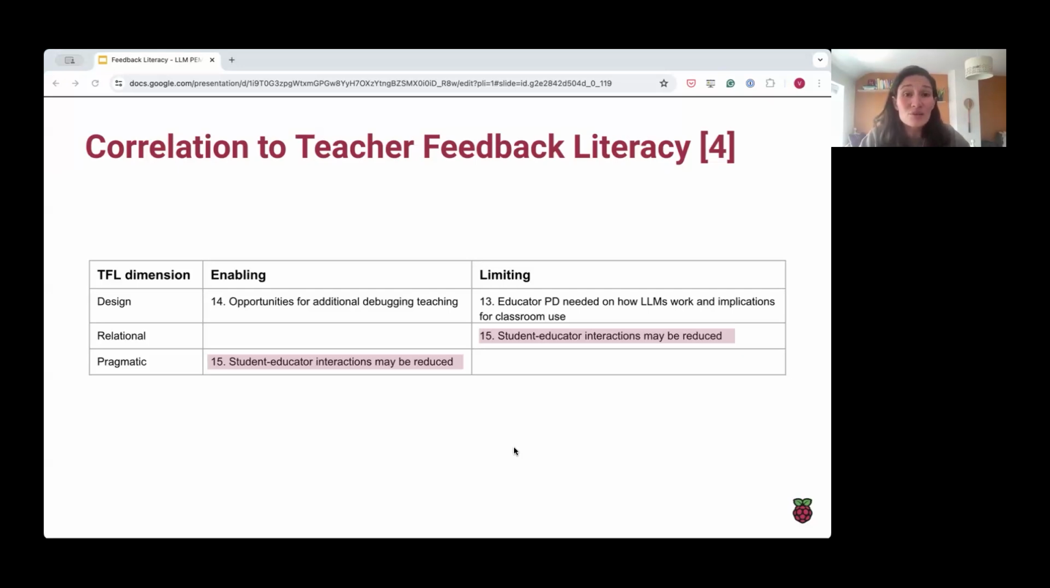So interacting less with students could limit their opportunities to provide formative assessment and connect with students, get to know them, as well as potentially negatively impact their own confidence and professional development. And finally, related to the design dimension, educators spoke about the need for professional development on how large language models work and how to use them in the classroom in order to be able to design ways for students to use these effectively. And this was highlighted by all educators as something that is currently missing, but is urgently needed.